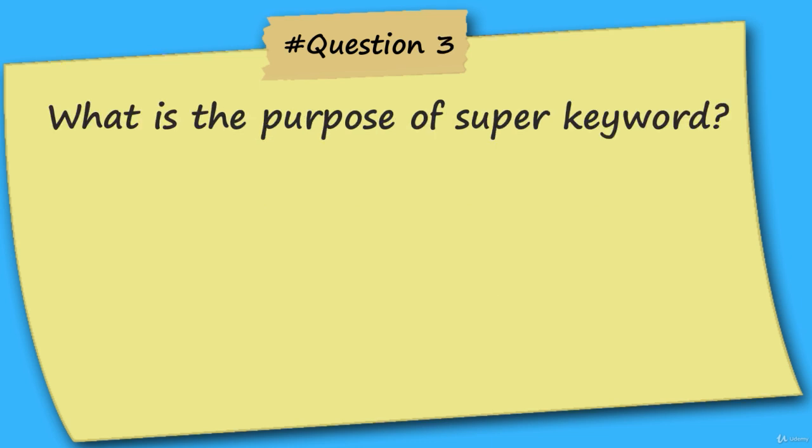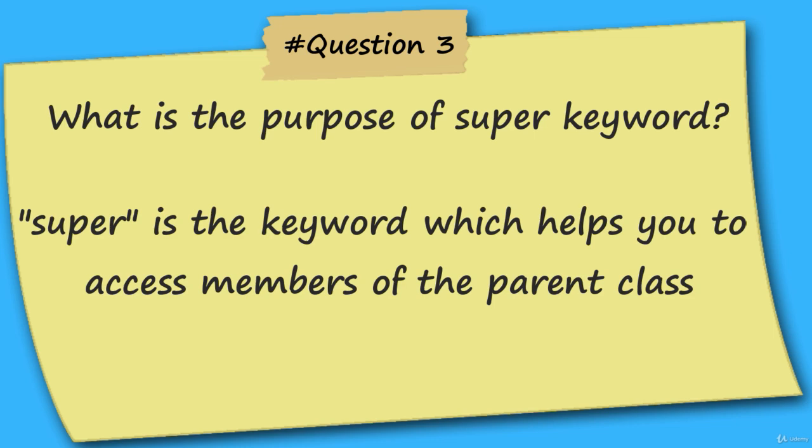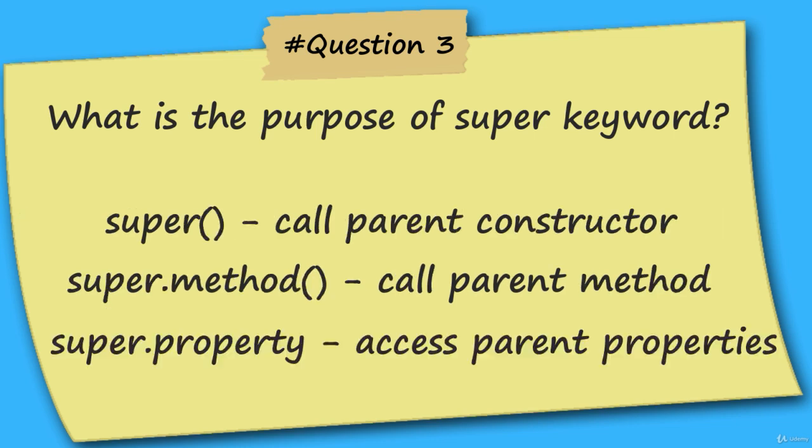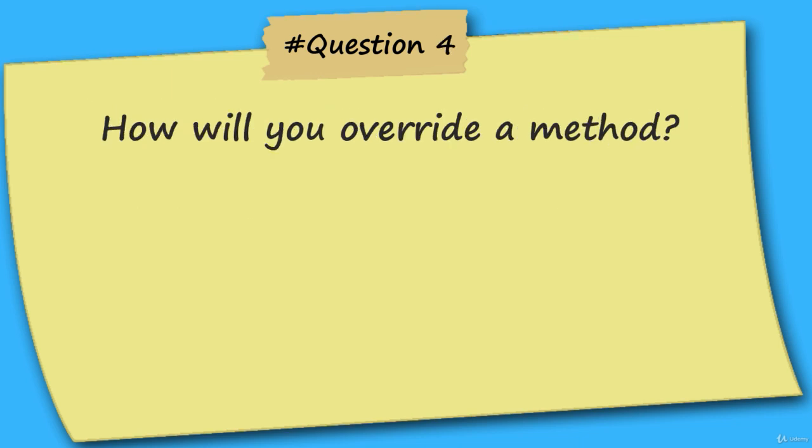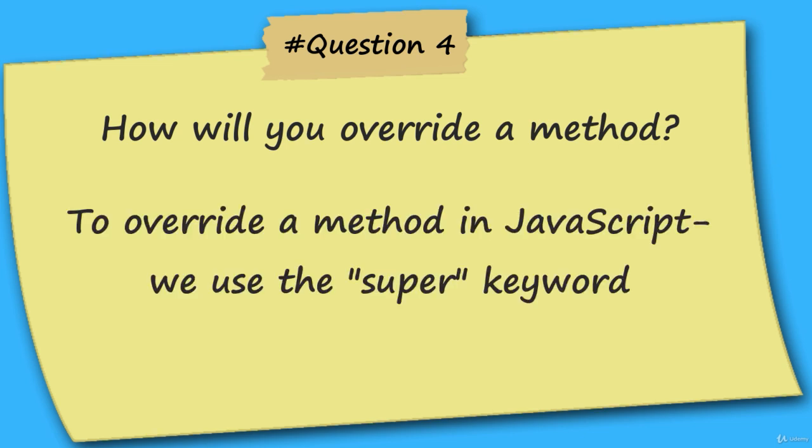The third question is, what is the purpose of super keyword? We have already seen that super is the keyword which helps you to access members of the parent class. Like this, you can access a constructor, you call a method, or maybe you access a property like this. The fourth question is, how will you override a method? So to override a method in JavaScript, you use the super keyword. So even though you have the same name in parent class, you are still able to access the parent class method using the super keyword.